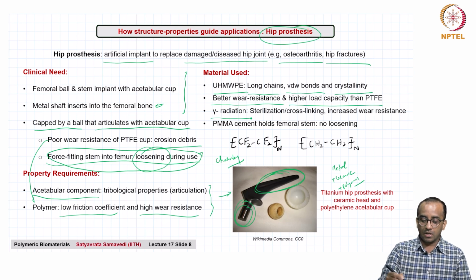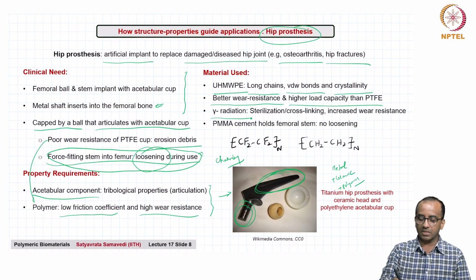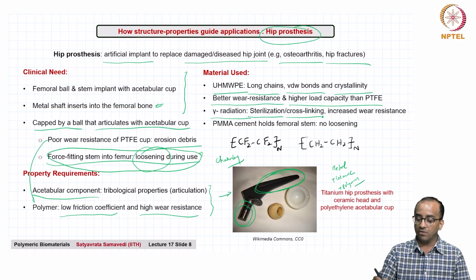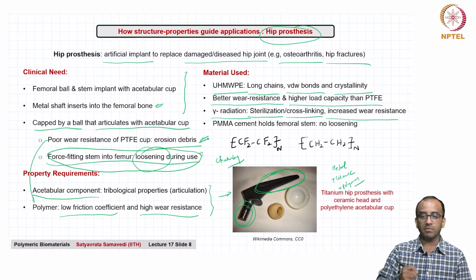Now, gamma radiation, which is typically done, serves 2 purposes. It sterilizes the material and also cross-links it. So, a cross-linked version of ultra-high molecular weight polyethylene is used even today, which shows very, very good wear resistance. Now, that solved the first problem here.